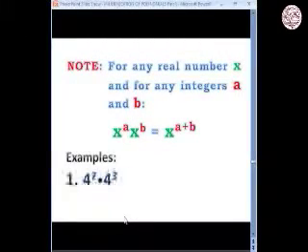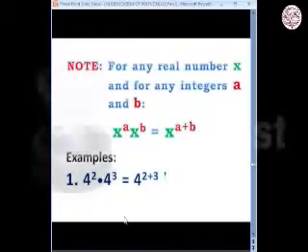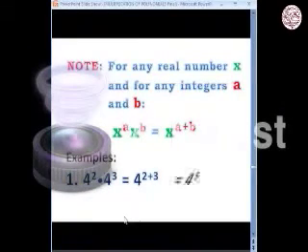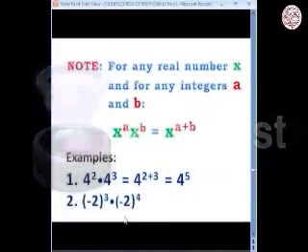Okay, 4 squared times 4 raised to cube. Again, you have to copy the base, which is 4, and add the exponents 2 and 3. So that would give you 4 raised to 5, right? Okay, very good. How about this number 2 example?